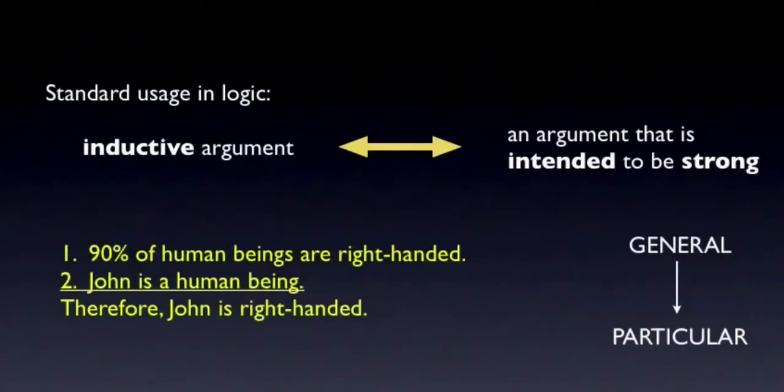Here's a second example that illustrates the difference. 90% of human beings are right-handed. John is a human being, therefore John is right-handed. Notice that the main premise is a general claim, while the conclusion is a claim about a particular person. On the standard science definition, this isn't an inductive argument, since it's moving from the general to the particular, rather than from the particular to the general. But on the logical definition of induction, this argument does count, since the argument is intended to be strong, not valid.